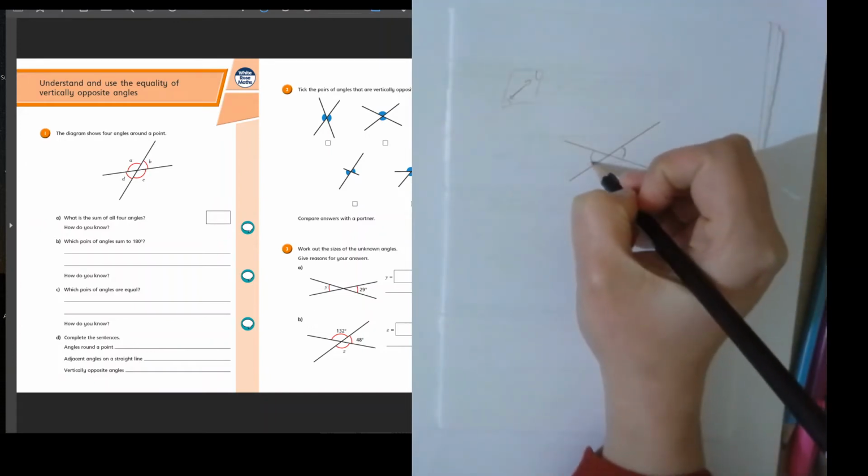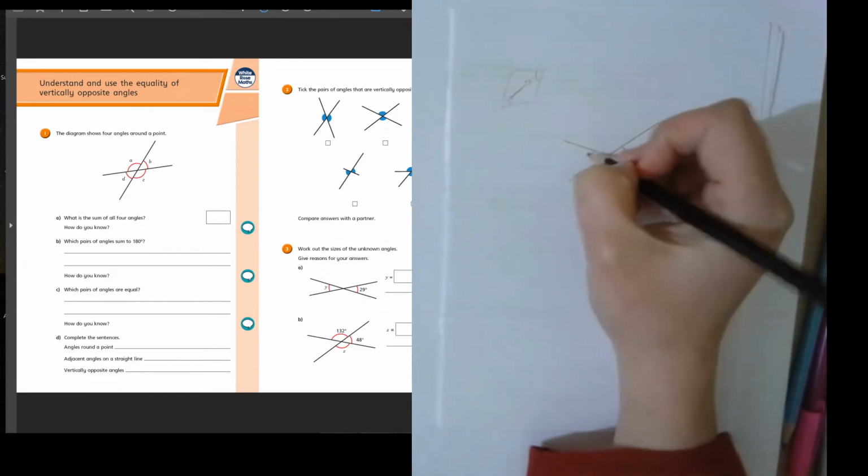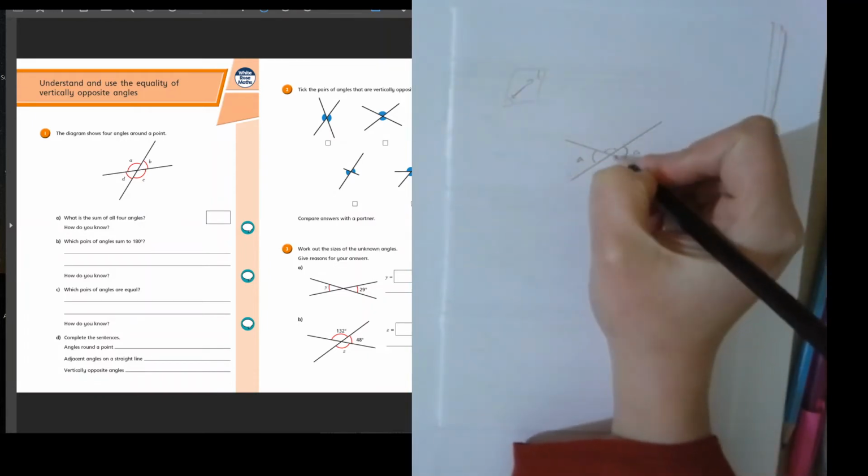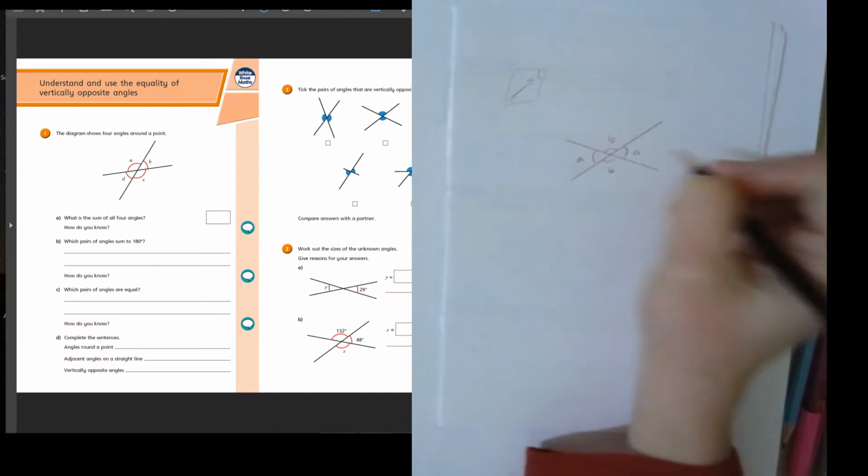So it would be these two, or obviously it would be, so I'm going to say both of those are the same, and then these two are the same as well. So vertically opposite angles are equal.